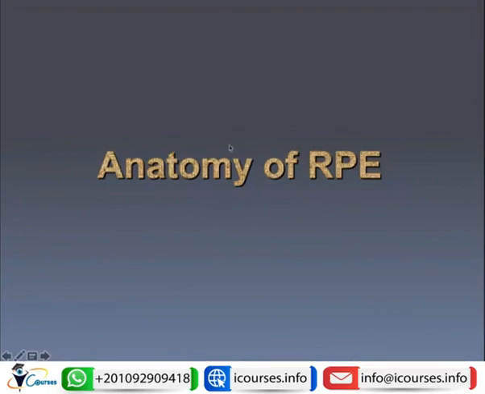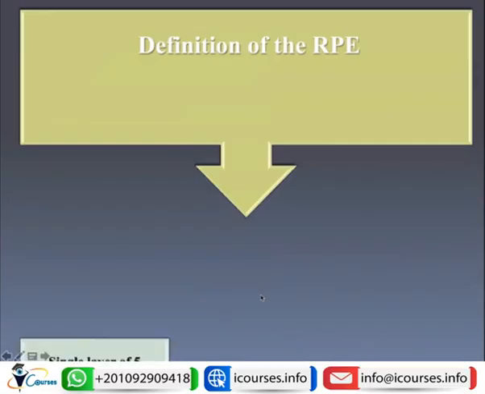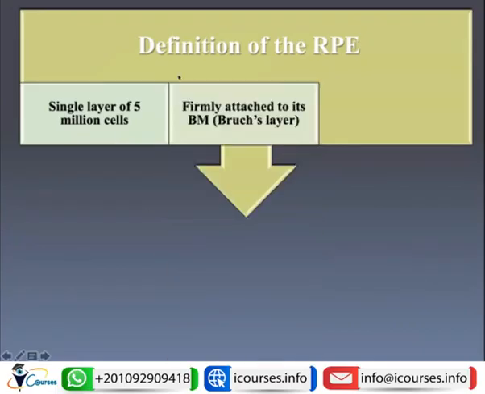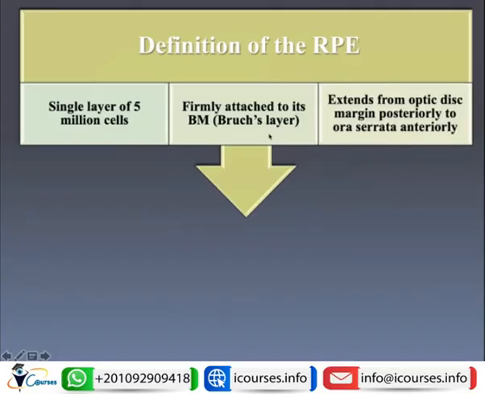So let's start first with the anatomy of the retinal pigment epithelium. The retinal pigment epithelium is a single layer of 5 million cells, and this number is important because it is sometimes asked in the exams. It is firmly adherent to its basement membrane, which is Bruch's layer, extending from the optic disc posteriorly to the ora serrata anteriorly, as well as the rest of the retina.